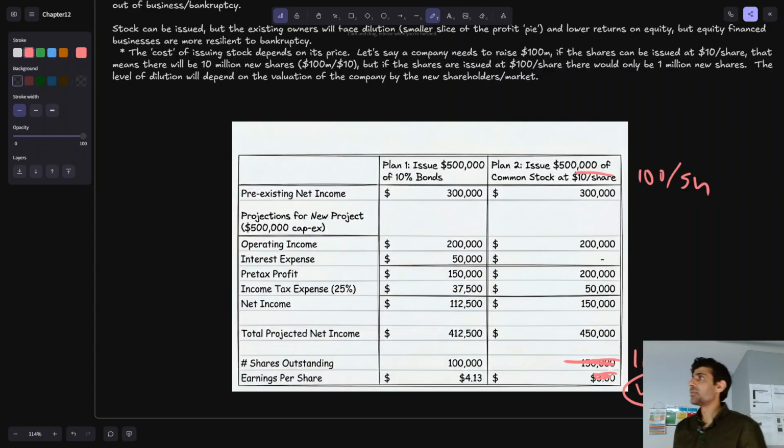Okay. So yes, in that case, if you can issue your shares for that price, you're better off issuing the shares than borrowing from the bond. But then, if you change the bond to 5%, that could change things.